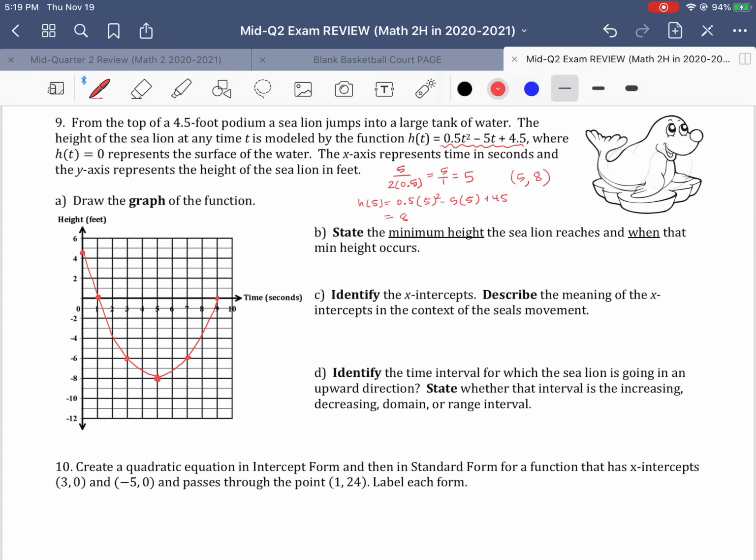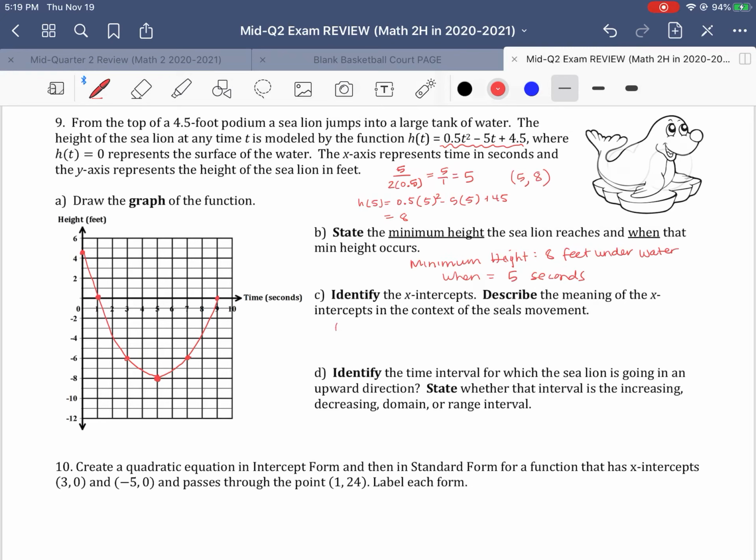This says state the minimum height that the sea lion reaches. So again, that minimum height is down there at the bottom, or in other words, the y value of our vertex. So the minimum height would be 8 feet underwater. And it asks us, when does he reach that? Well, if we look at our time there, which is the x-axis, he reaches that at 5 seconds. So he's under there for a little while.